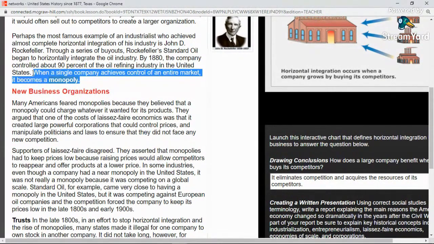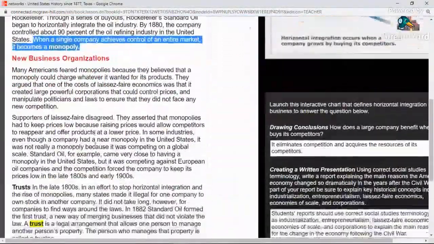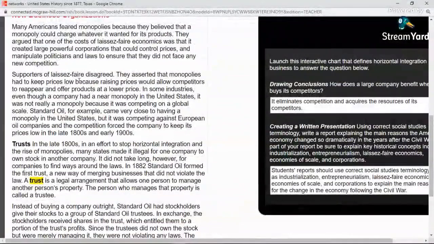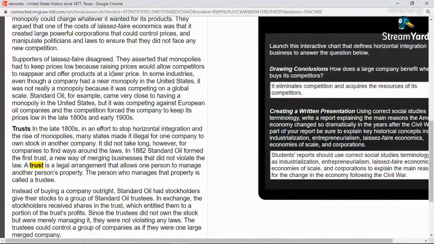New businesses and organizations. Many Americans feared monopolies because they thought monopolies could do whatever they want. And really, they can. They can charge whatever price they want on a product because they have no competition. And they also feared that these companies could become so big, they would manipulate politicians and laws and not have any competition.